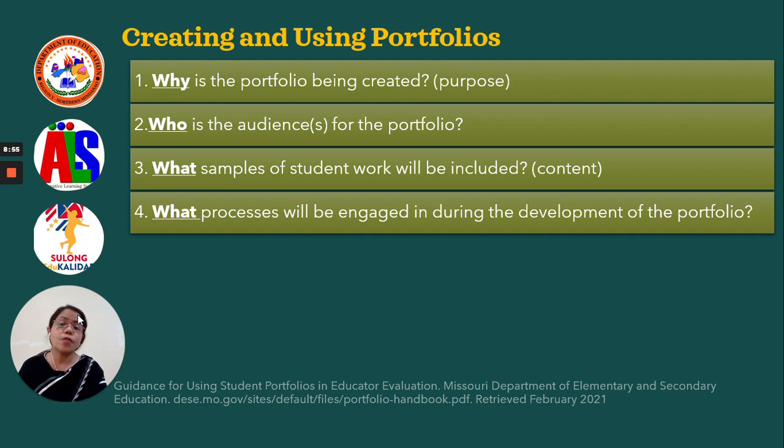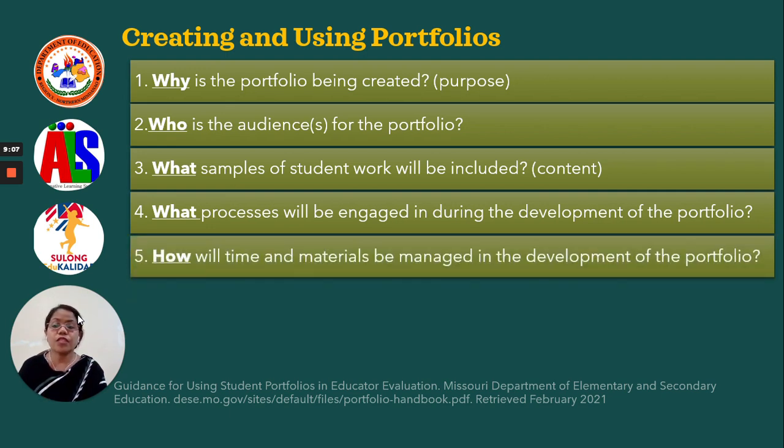There are three common processes according to this article. That includes selection of content, reflection on the sample of work and processes, and conferencing about content and processes. Fifth is how will time and materials be managed in the development of the portfolio? This is very challenging. Where do you keep the stuff? How do you keep track of it? Now, as a general rule, it is a good practice to develop a management system.